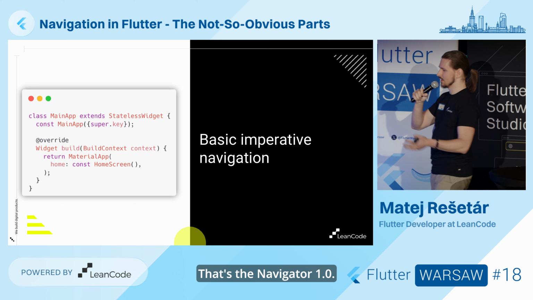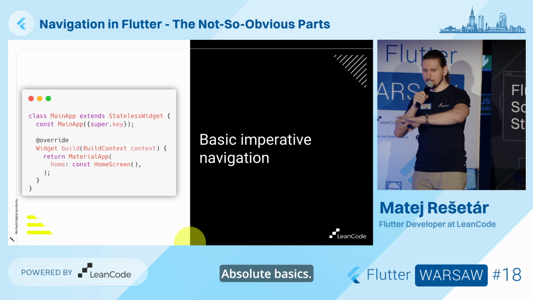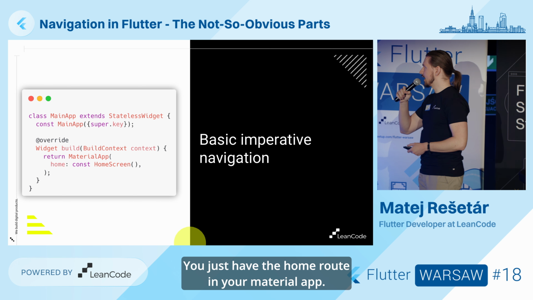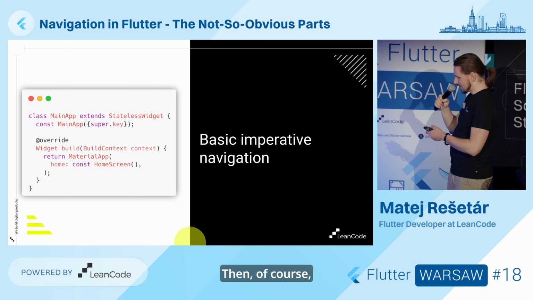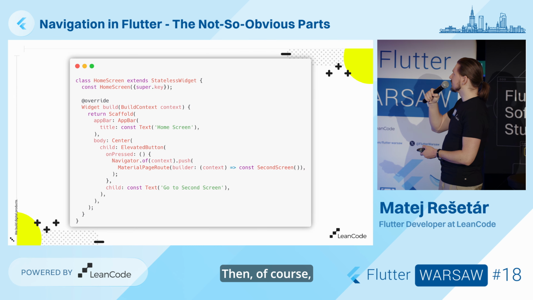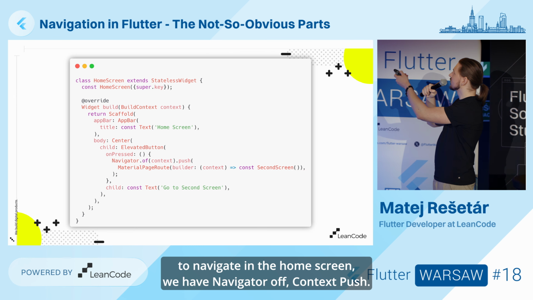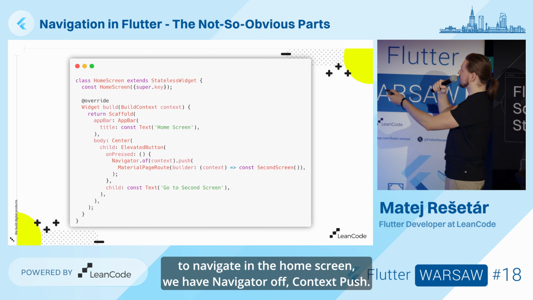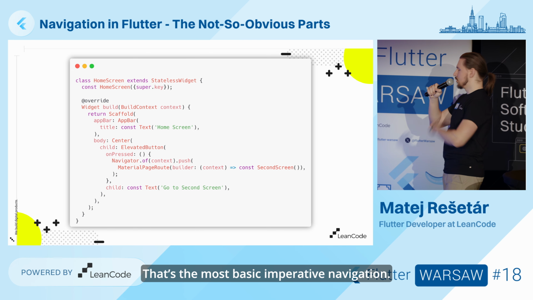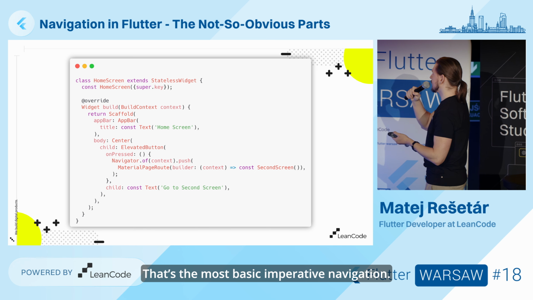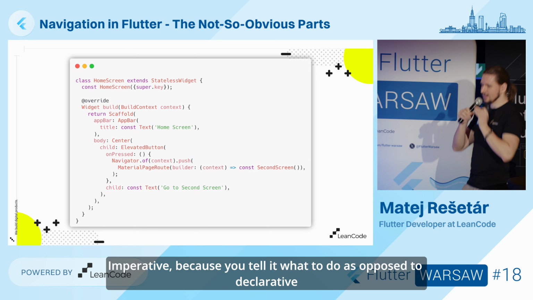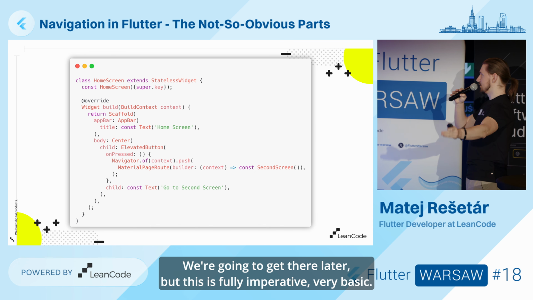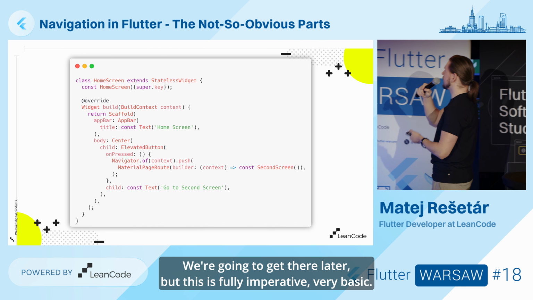So that's Navigator 1.0, absolute basics. You just have the home route in your material app, let's say it's a home screen. And then, of course, to navigate from the home screen, we have Navigator.of(context).push. So that's the most basic imperative navigation. Imperative because you tell it what to do as opposed to declarative. We're going to get there later, but this is fully imperative, very basic.